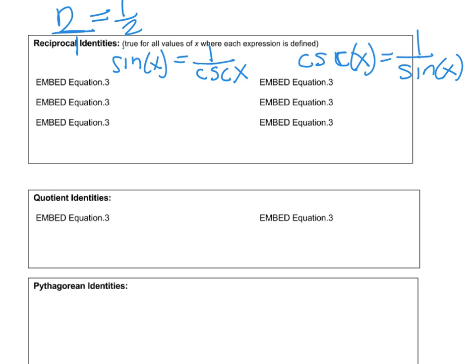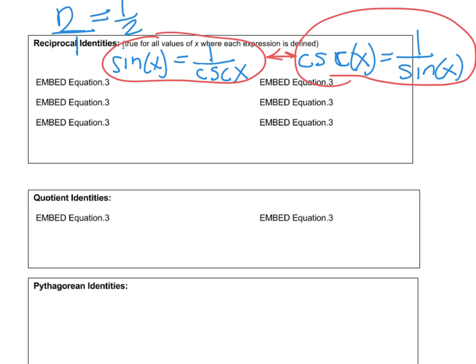Our first one, sine of x is equal to 1 over cosecant. And we would all agree that cosecant is equal to 1 over sine of x. So these are reciprocals. And again, this is true for all x inputs as long as cosecant of x isn't equal to 0 and as long as sine of x isn't equal to 0.